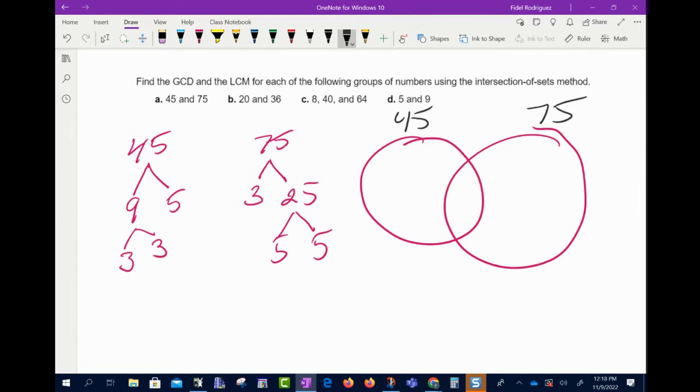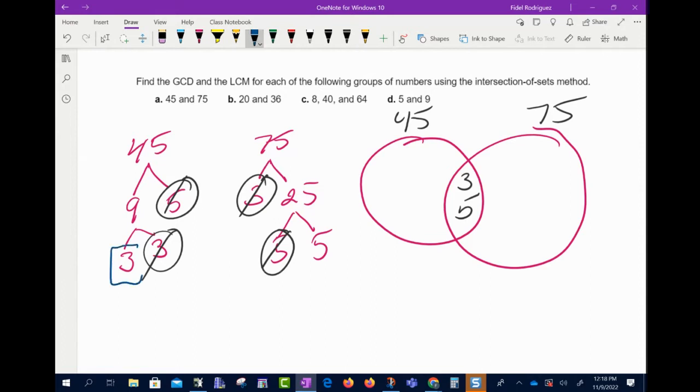The first thing I'm going to say is, look, this one has a 3, and that one has a 3. So that 3 is going to go inside. So I've gotten rid of this 3 and that 3. And this one has a 5 and that one has a 5. So that 5, since it's common to both, is going to go in the middle. And then this 3 over here is common to the 45, but not to the 75. And this 5 over here is going to go that way.